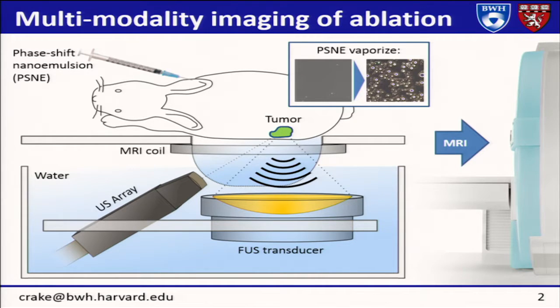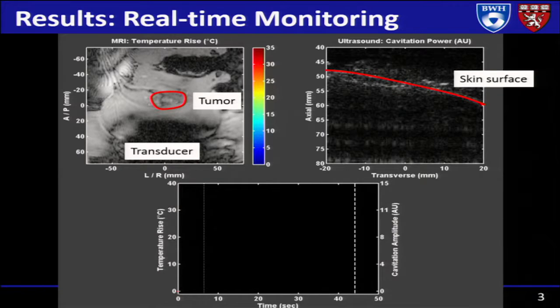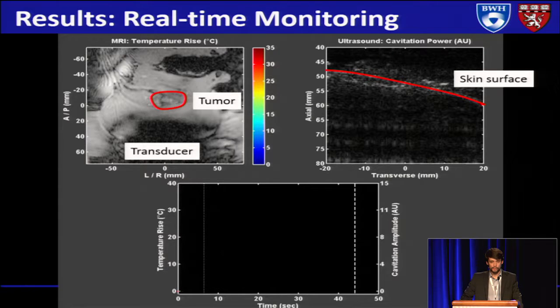We then sonicate them, which causes the PSNEs to vaporize. This results in cavitation, which we can detect acoustically, and causes increased temperature rise, which we can pick up with the MRI.